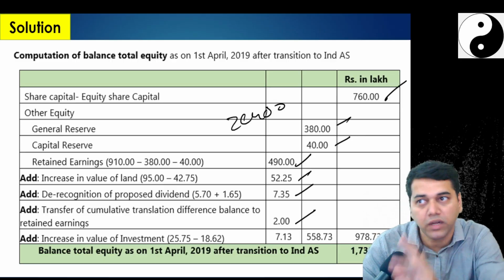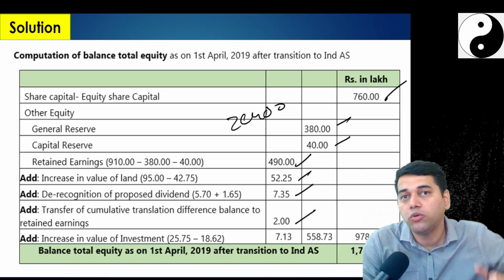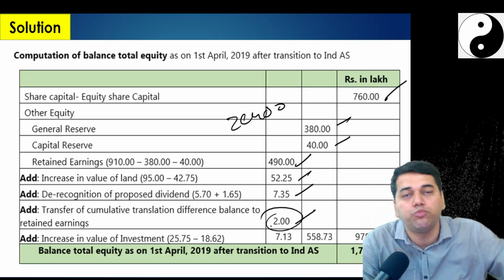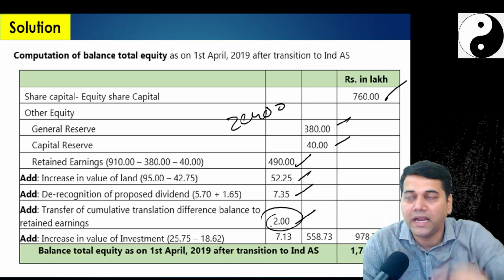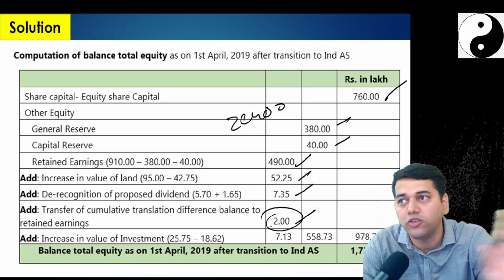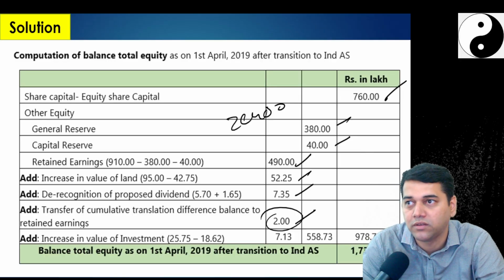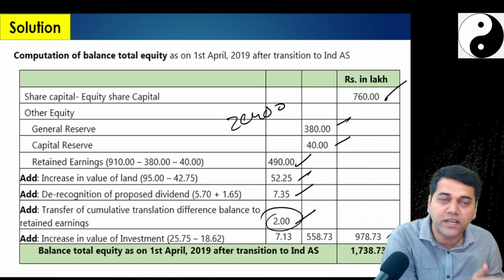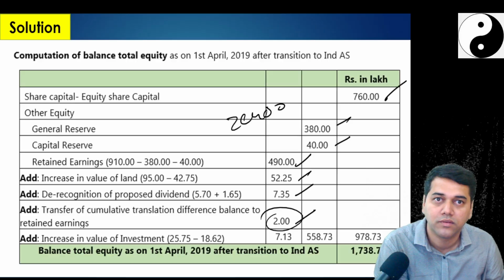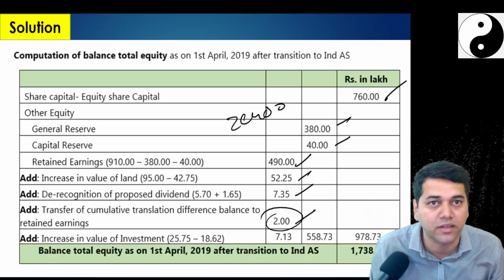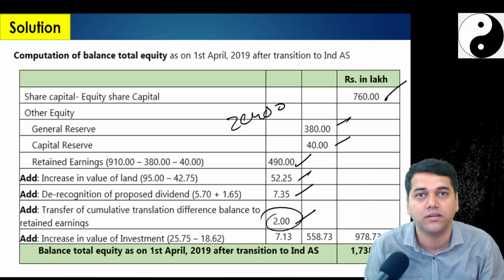That's why, if you want, I will give you an option right now. Tomorrow you need not hit this to the P&L account. So right now take that decision, make it 0 on the transition date. Now onwards, whatever FCTR is going to come, it is a subject matter of recycling because it is an OCI item.